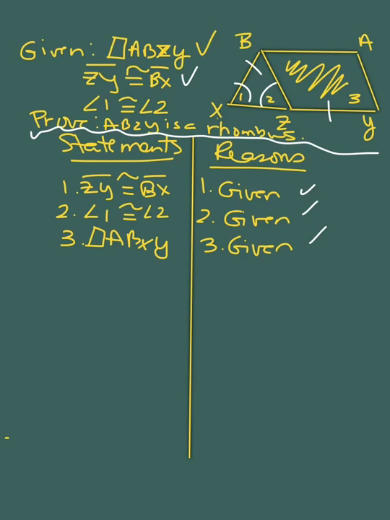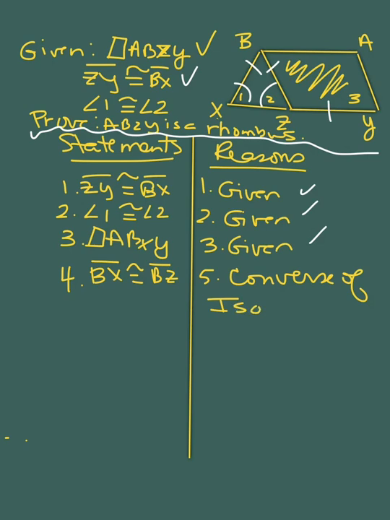So I know that angle 1 is congruent to angle 2. Because of that, I can say that segment BX is congruent to segment BZ, and I'm going to mark that. The reason I can say that is the converse of the Isosceles Triangle theorem, which states that if I have two angles that are congruent, the sides opposite those angles are also congruent.